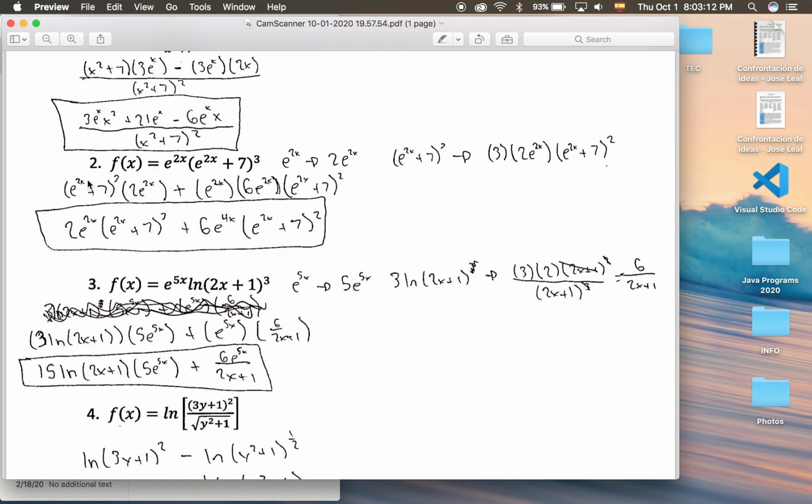The product rule consists of v derivative times u plus u times v derivative. And I simplified it like this.